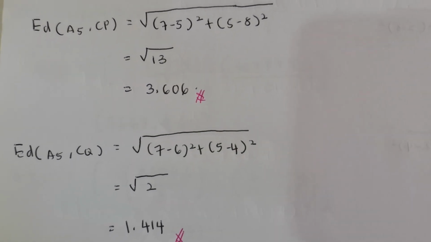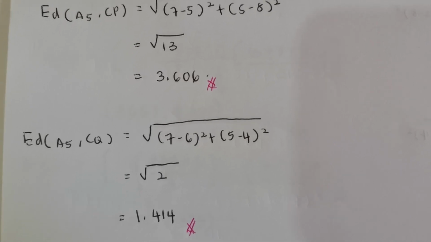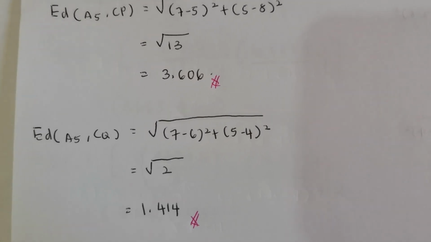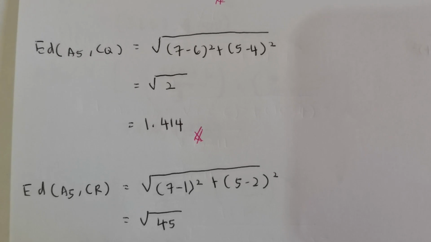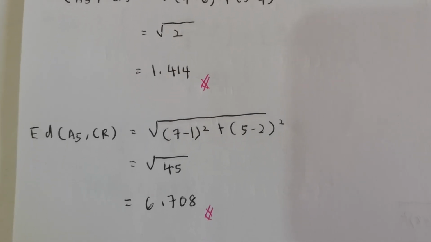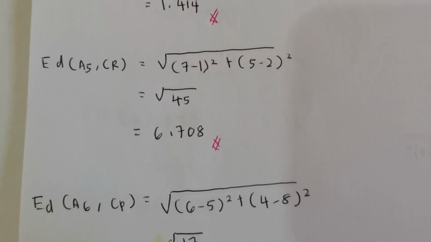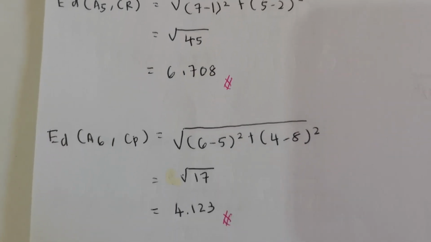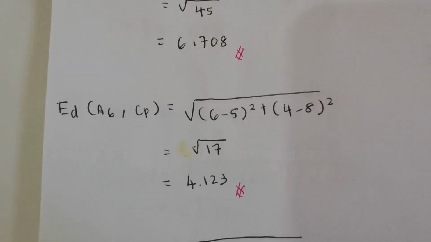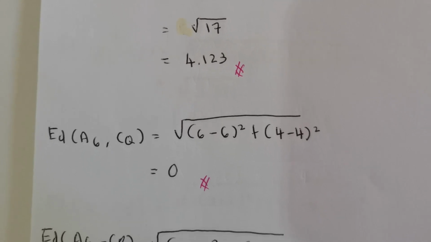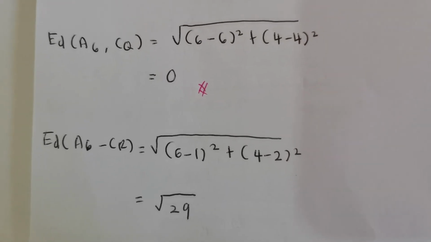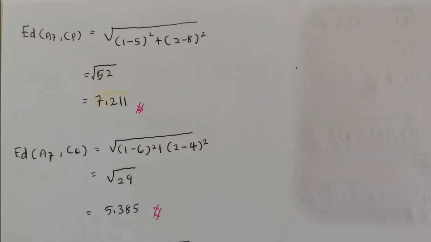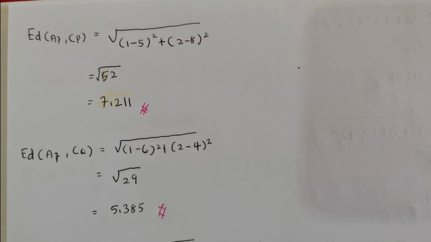Okay, the distance between cluster P and A5 is 3.606. The distance from cluster Q to A5 is 1.414. The distance between cluster R and A5 is 6.708. The distance between cluster P and A6 is 4.13. The distance between cluster Q and A6 is 0, and the distance from cluster R to A6 is 5.385.